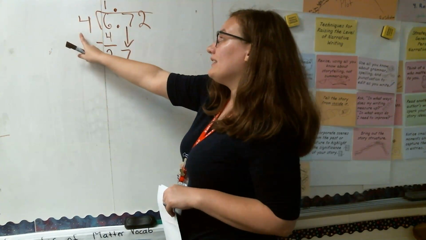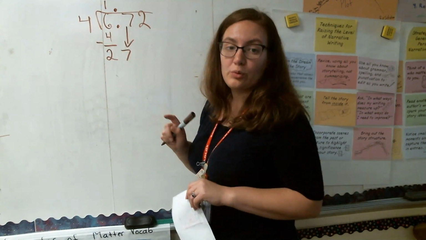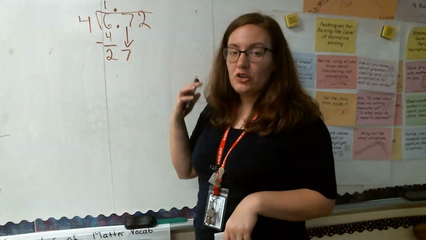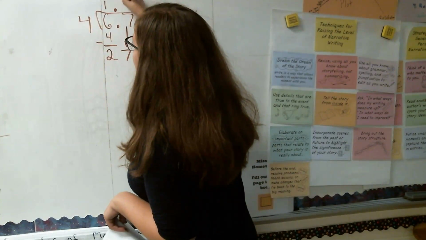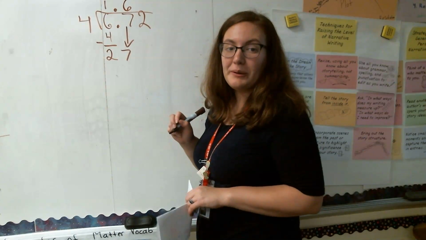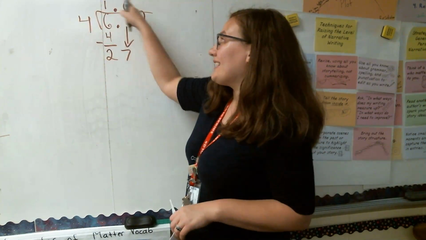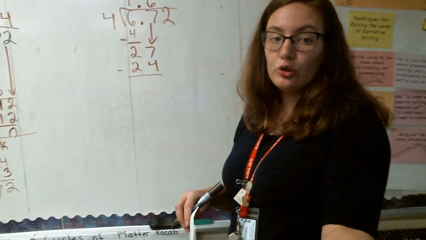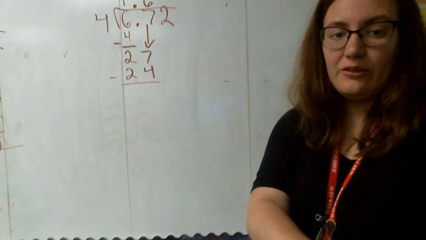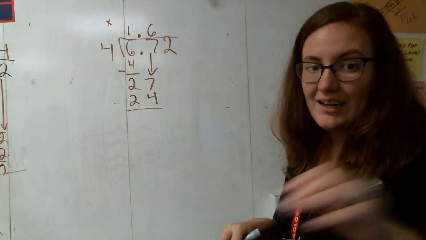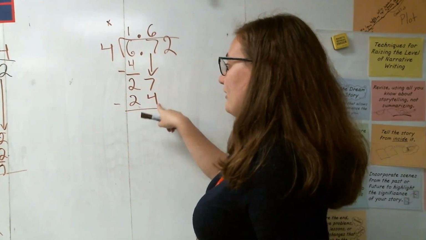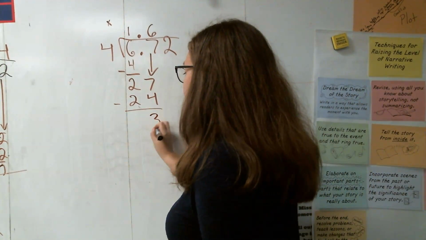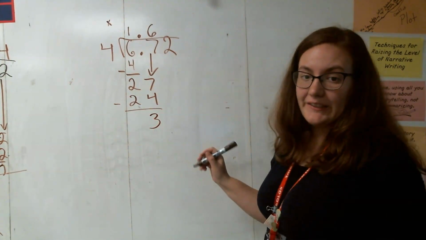And let's continue on. Next, I have to think about 4 times what is close to 27. Well, if I did 4 times 7, that's 28. So that's too much. But if I did 4 times 6, 4 times 6 would be perfect, because 4 times 6 is 24, and that is smaller than 27, but it's not too small. So let's continue from here. Okay, good. So now we have 4 times 6, 24, and then we're going to do 27 minus 24. 7 minus 4 is 3. 2 minus 2 is 0, but I don't need to write the 0 there.